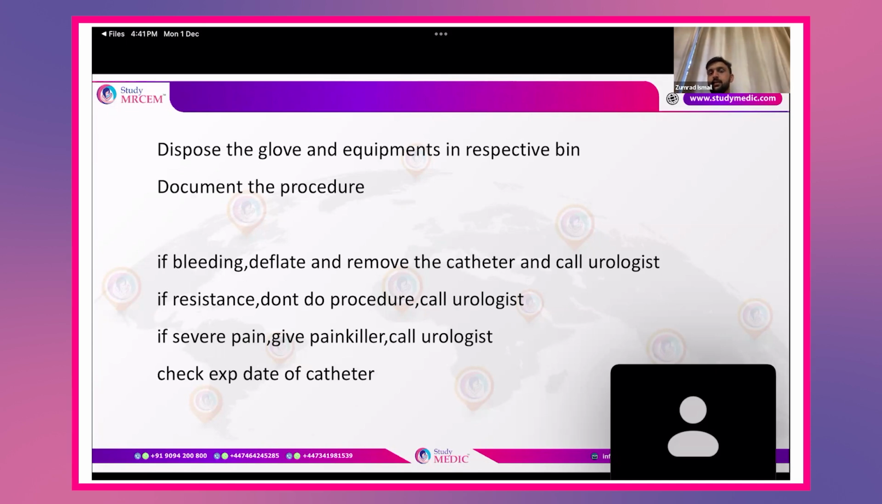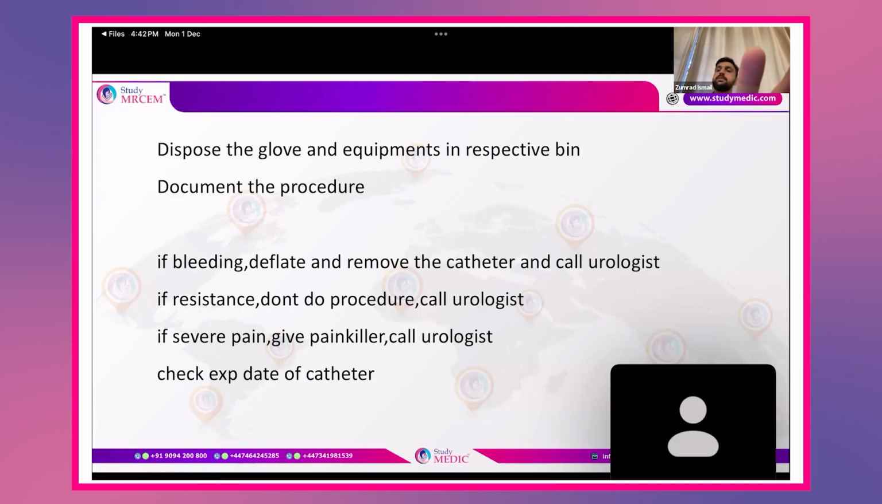If there is any bleeding during the procedure or after the procedure, we'll deflate and remove the catheter and call the urologist. If there is any resistance in doing the procedure, don't use extra force. Stop it there and call the urologist. If there is severe pain, give a painkiller and call the urologist.